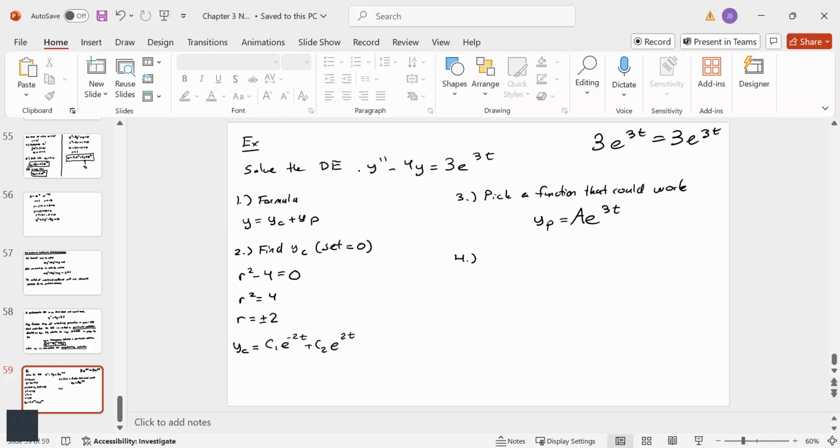Step 4 is find derivatives, because you're going to plug them into the differential equation. So yp is equal to a e to the 3t. y prime of p is equal to 3a e to the 3t. And then y double prime p equals 3a times 3, so that's 9a e to the 3t. Just like that. So now I have the tools to plug this into my differential equation and see what happens, right? So that's my next step, step 5.